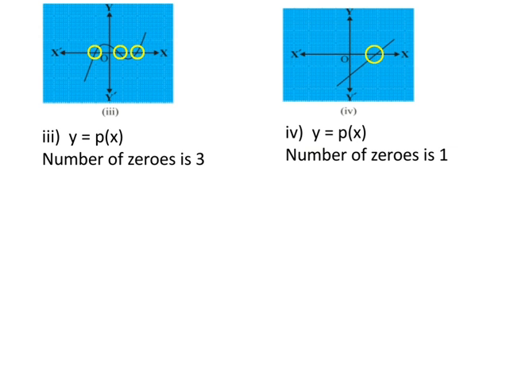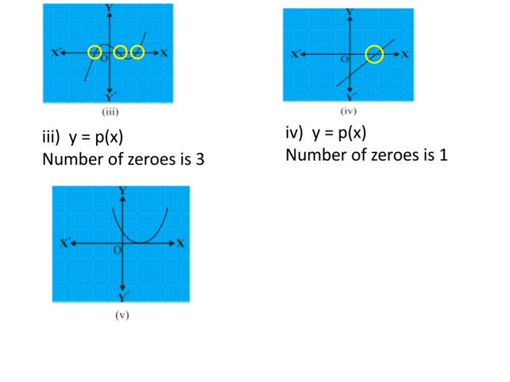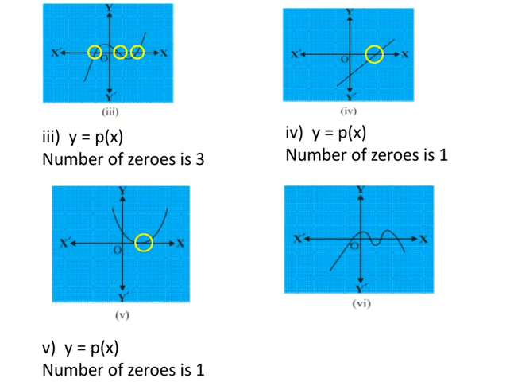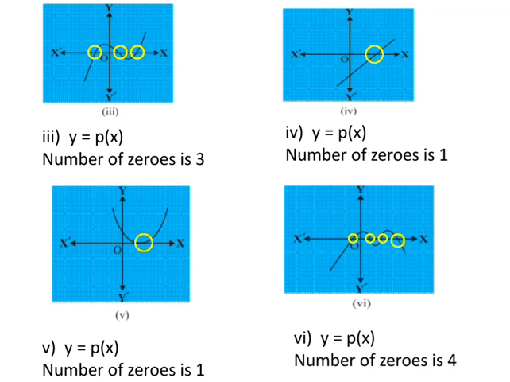So only 1 point. Then fifth subdivision, y equal to p of x. The graph intersects the x-axis at only 1 point. Number of zeros is 1. Okay, how many points are there in the sixth subdivision? 1 2 3 4. Okay, the number of zeros is 4.